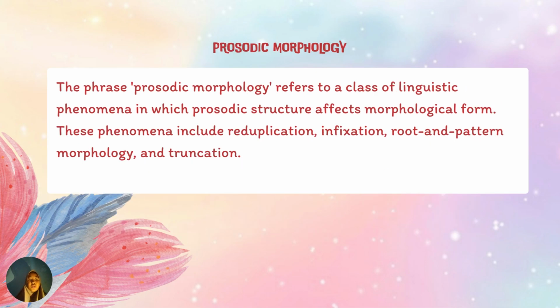Next, prosodic morphology. The phrase prosodic morphology refers to a class of linguistic phenomena in which prosodic structure affects morphological form. These phenomena include reduplication, infixation, root and pattern morphology, and truncation.